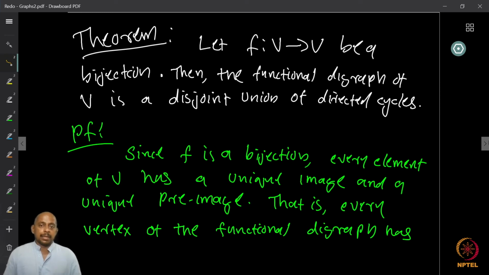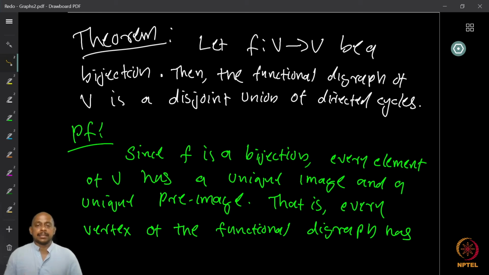Now here is a theorem we want to prove, right? If f is a bijection from V to V, then the functional diagram of f is a disjoint union of directed cycles, right? So we can now prove it formally. I want you to think about the proof before you go ahead with this one, but it would be nice to do that. Now, how do you prove this?